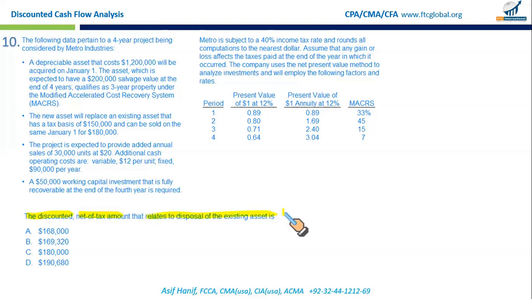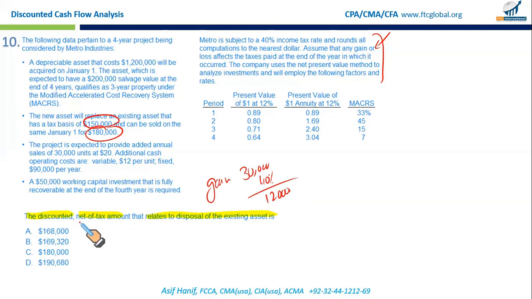existing asset. This is interesting because it says any tax effect of disposal gain or loss occurs at the end of the year, whether it's 1, 2, or 3. Let us see. We have an asset with a tax basis of 150 and being sold at 180. Clearly, there is a gain, no doubt. There is a gain of $30,000. And this gain is taxable at the rate of 40%. That is $12,000. Interesting, this tax is paid at the end of year 1.